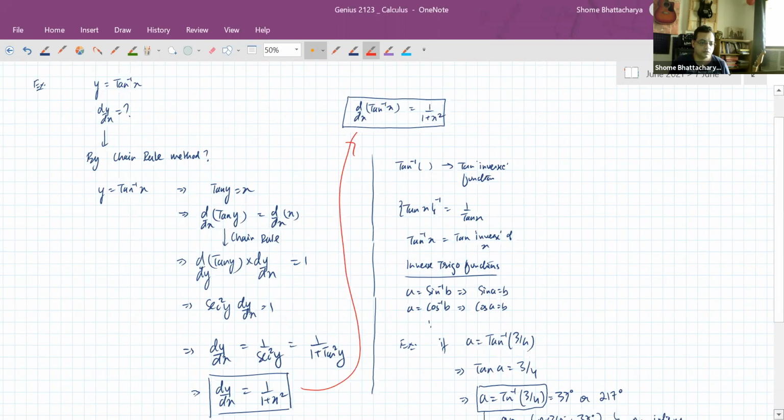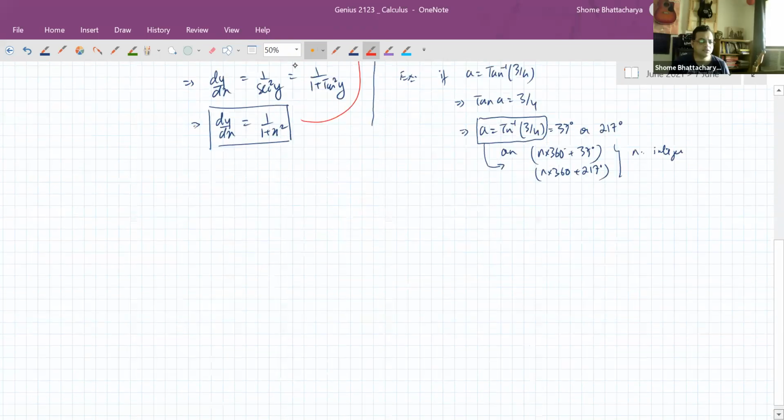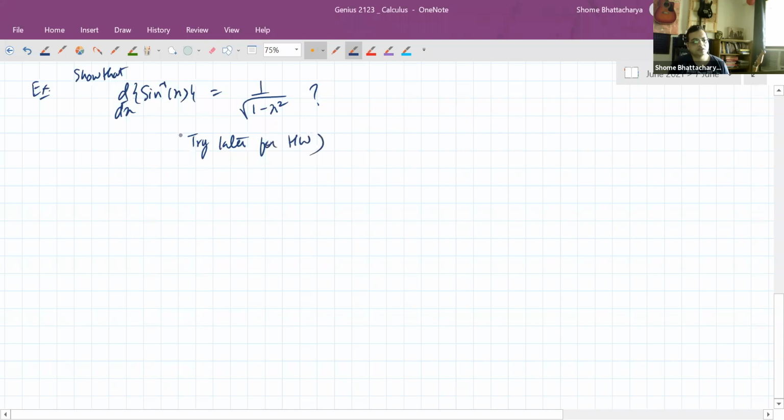Okay, so you can, for example, use a similar method to show that differentiation of sine inverse x is given by the formula 1 upon square root of 1 minus x square. So try this yourself later. We'll discuss again.